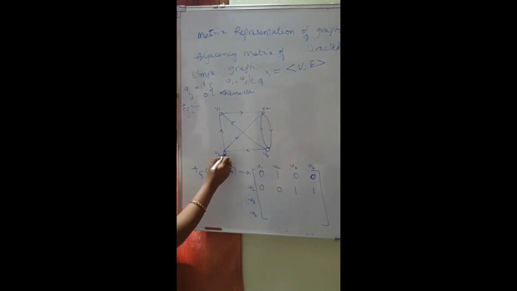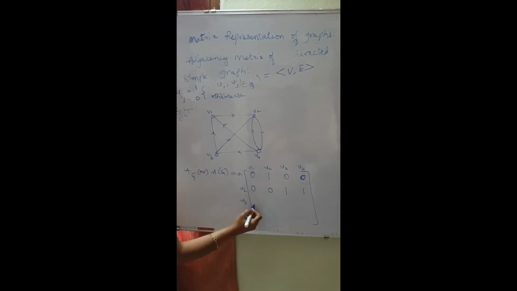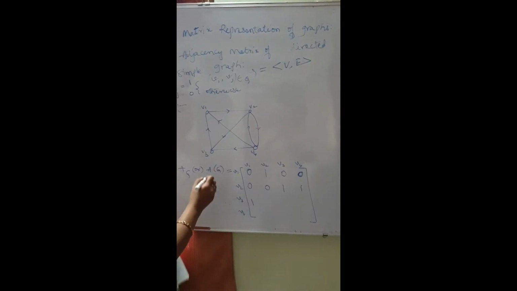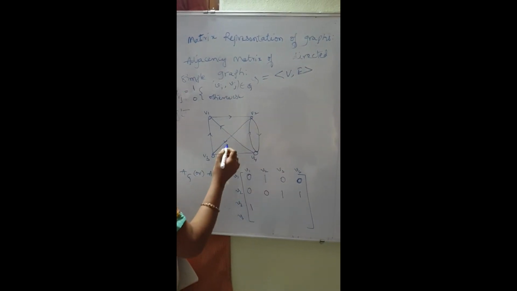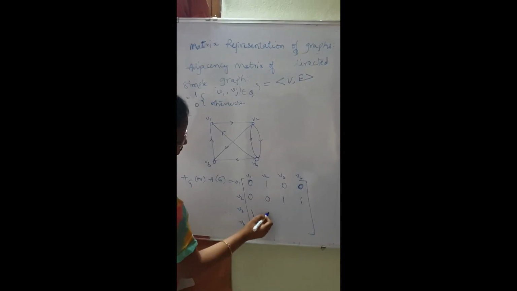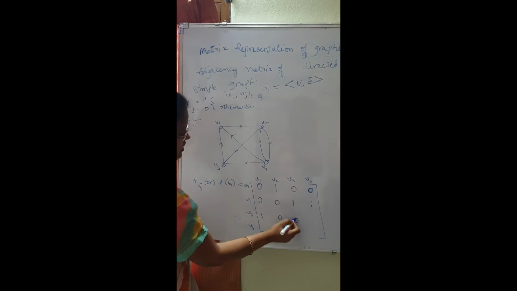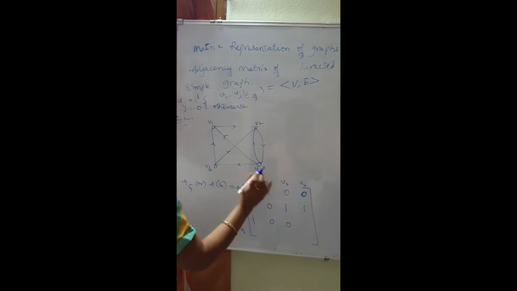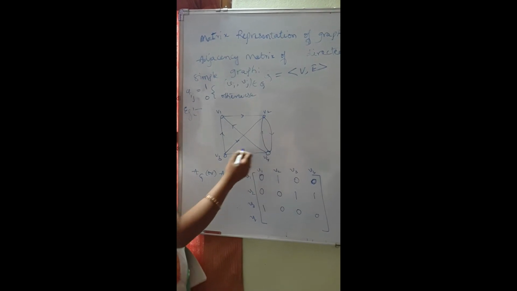Next, coming to the vertex V3. V3 to V1 we have one edge. Therefore we give 1. V3 to V2, we are not having an edge. We have an edge from V2 to V3. Therefore V3 to V2 the element is 0. Next, V3 to V3, 0. V3 to V4, 0.